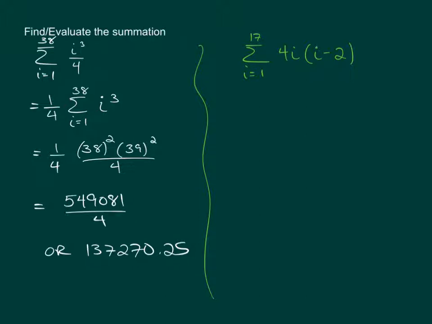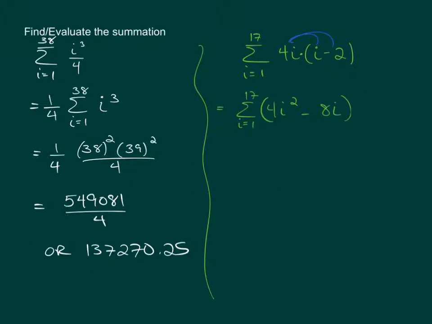And when we're trying to find these sums, we have no formulas for the product of i's. So what we need to do is distribute this 4i to each term inside the binomial to get a sum that looks something like this. The sum as i goes from 1 to 17 of 4i squared minus 8i. So we are summing up this binomial now.